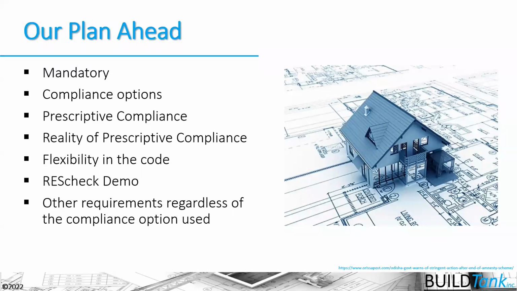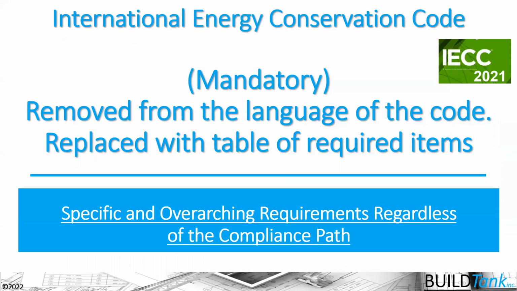I'm going to do a quick REScheck demo, and then we'll talk a little bit about other requirements in the code as well. So the first thing is with regards to mandatory. So in the 2021 IECC, this thing that's persisted throughout the I-codes, or persisted at least throughout the history of the International Energy Conservation Code up until the 2021 version, is this kind of separation, I guess, between prescriptive and mandatory requirements.